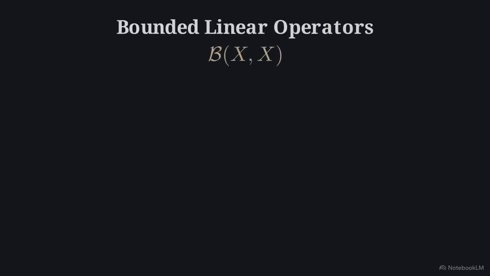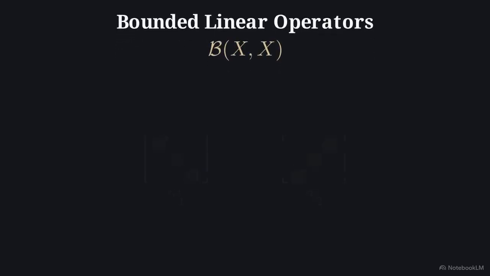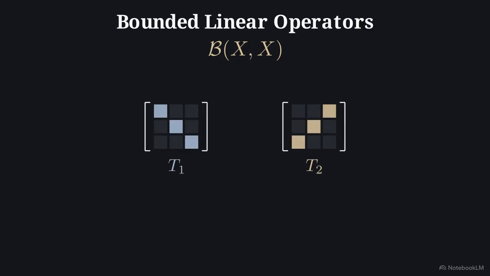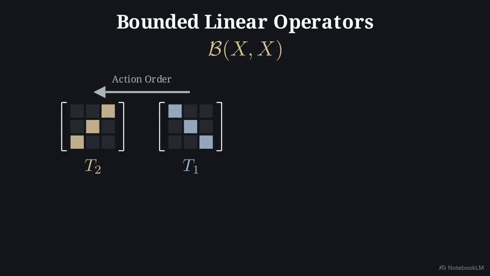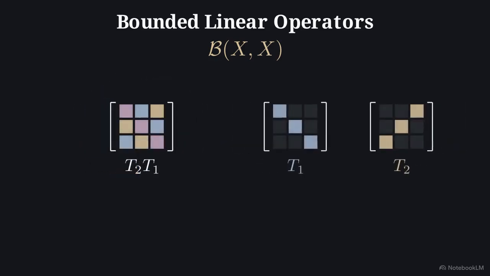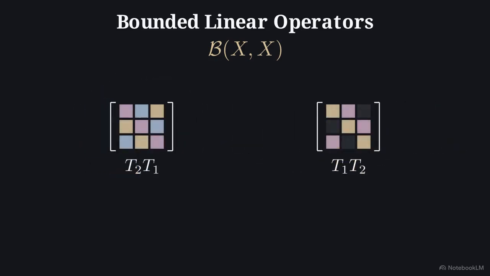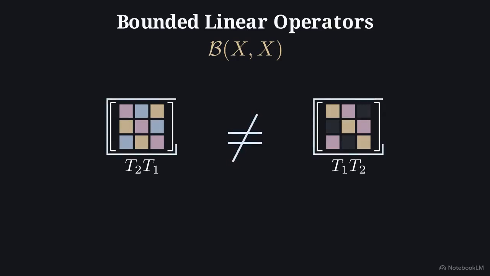In the space of bounded linear operators, multiplication represents the composition of actions. Applying T1 and then T2 defines the product T2 T1. This space is non-commutative. Unlike basic numbers, the order of these operations dictates the final result.